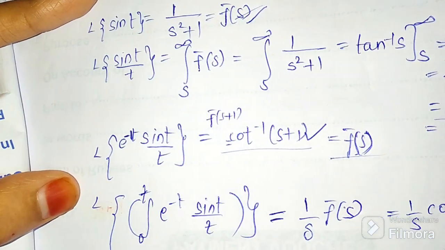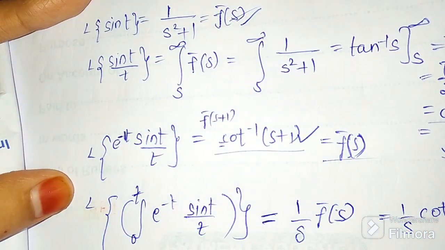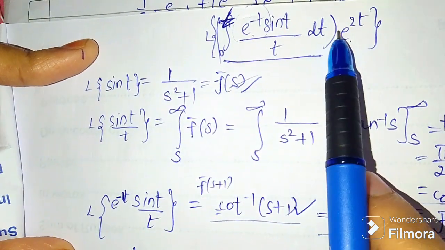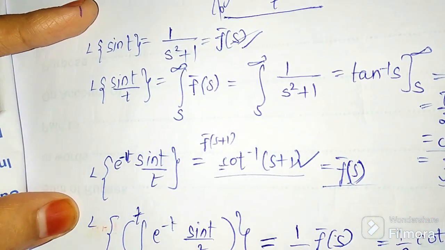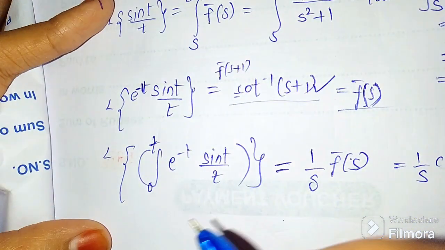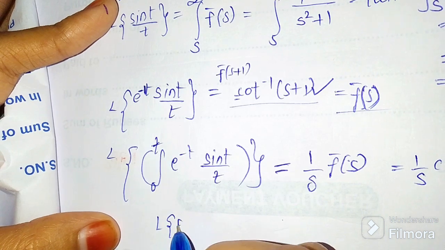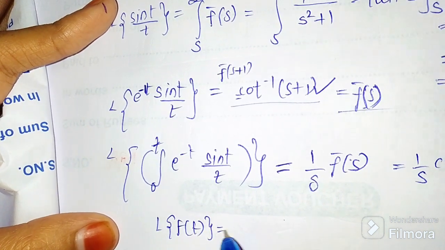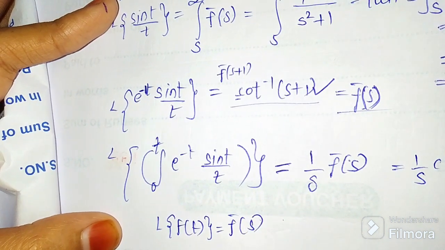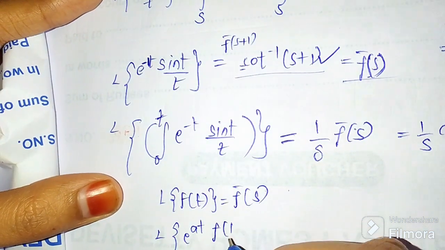Finally, if I'm just reminding you, it's very easy. You just need to shift s to s minus 2. It's over. So what is the property? Shifting property, the first shifting property. What does the property tell us? If Laplace of a function is f bar of s, then Laplace of that function multiplied with e power at times f of t.